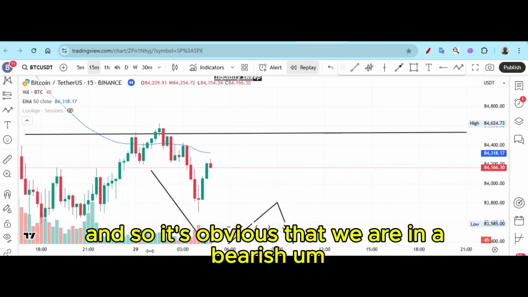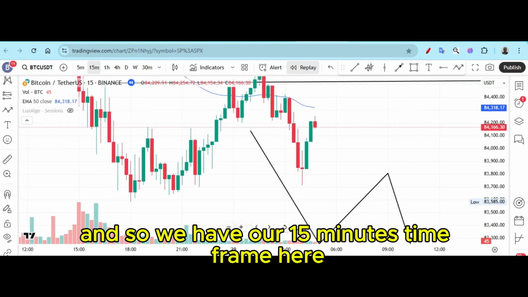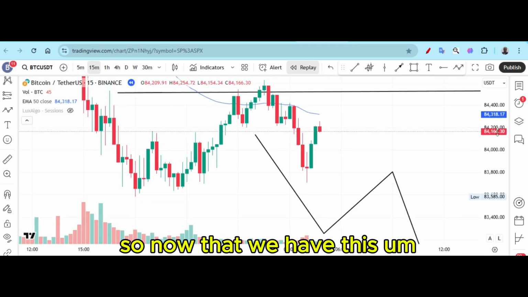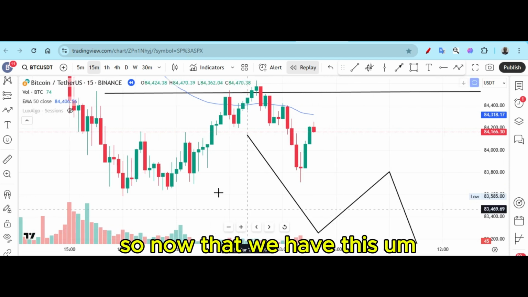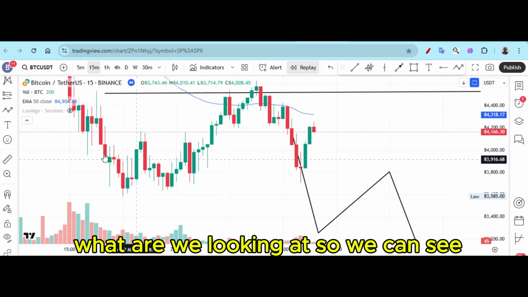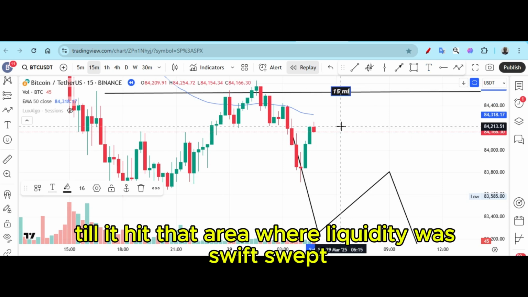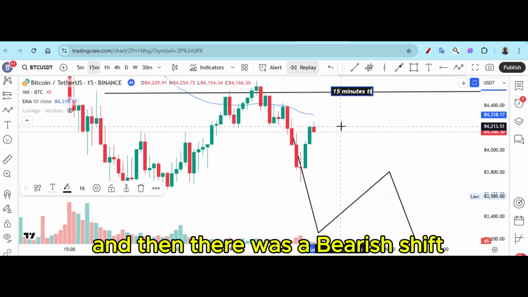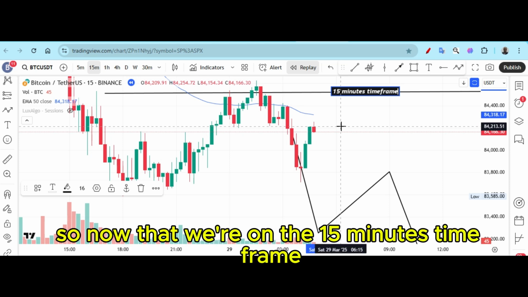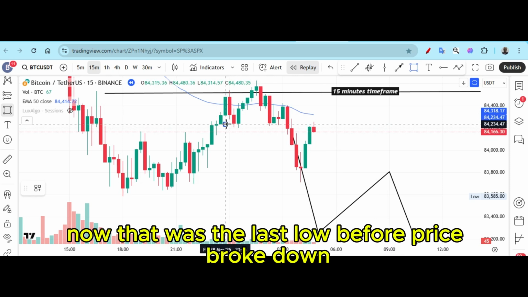And so it's obvious that we are in a bearish structure. So now that we have this graphical representation of our chart on the 15-minute time frame, what are we looking at? So we can see that price was bullish till it hit that area where liquidity was swept, and then there was a bearish shift. So now that we're on the 15 minutes time frame, we will also want to mark out our area where we had the breaker. Now, that was the last low before price broke down.